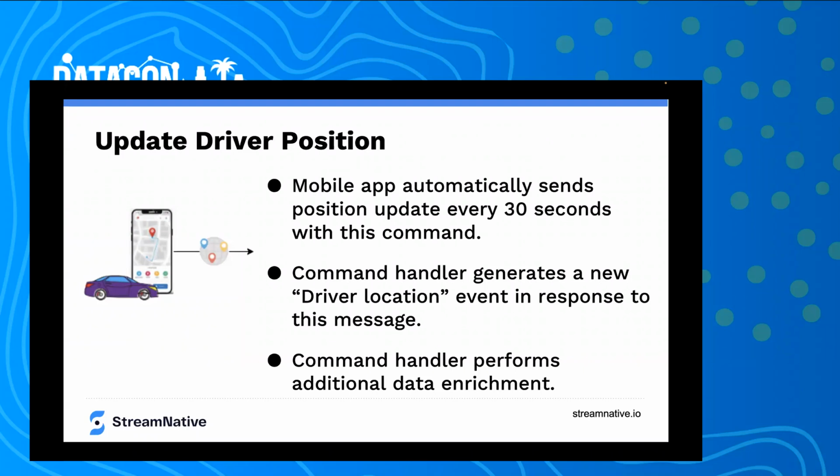There's a command handler that generates this event and puts it into our event store, and does some enrichment on it. We just say, okay, what hexagon grid is this? Boom, publish it into our topic. Everybody can use it. That's what the command handler does. That's the additional data enrichment process that it's doing.